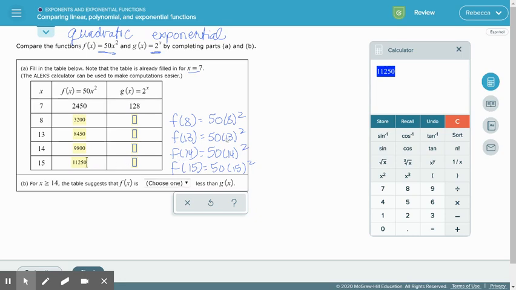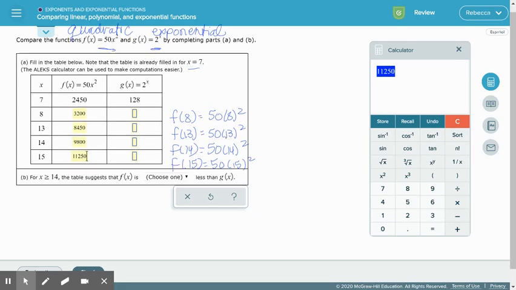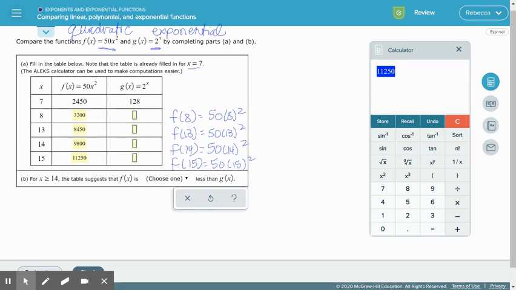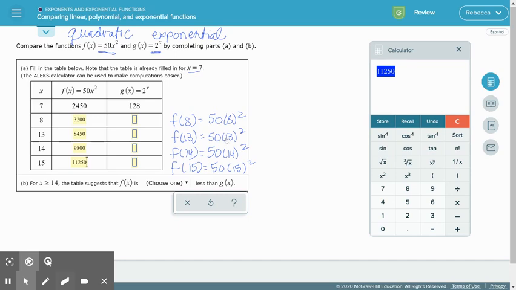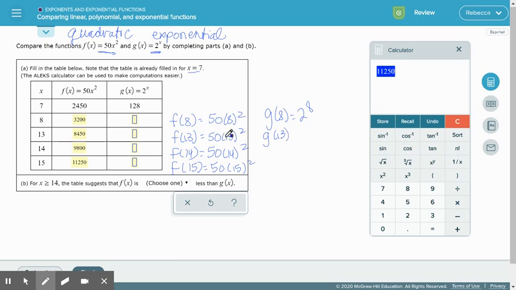Then we want to do our second function, g of x. So we want to do what is g at 8. So we'll be doing 2 to the 8th power. Then we'll be doing g at 13, so 2 to the 13th. G at 14, 2 to the 14th. And g at 15 will be 2 to the 15th. So again, we're just going to calculate those values.